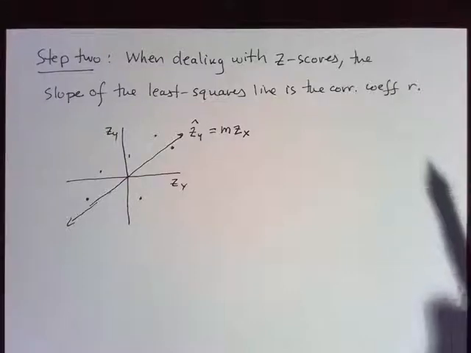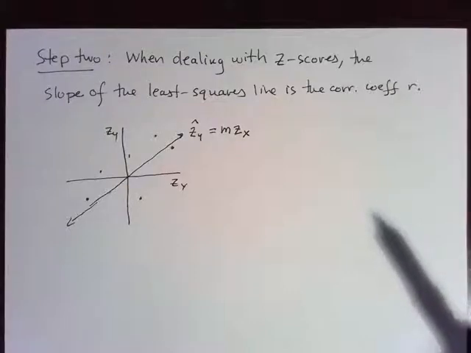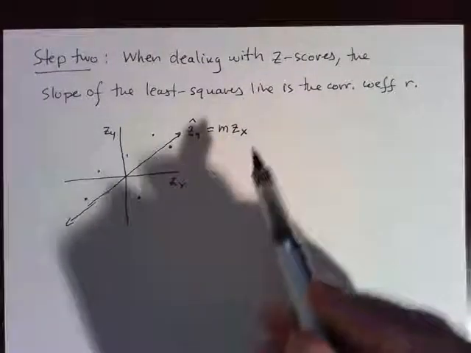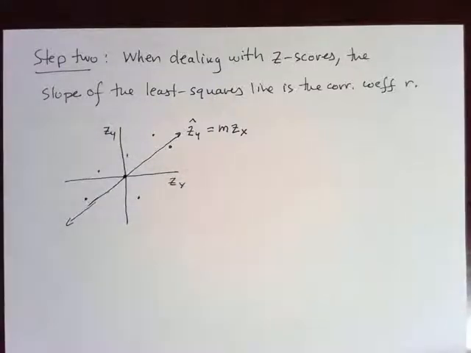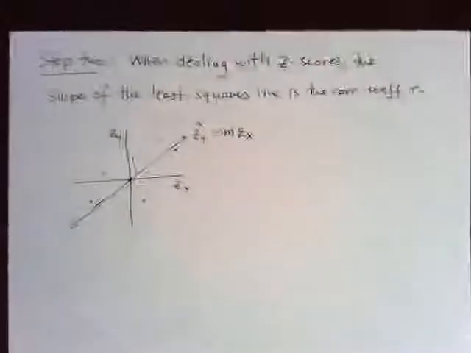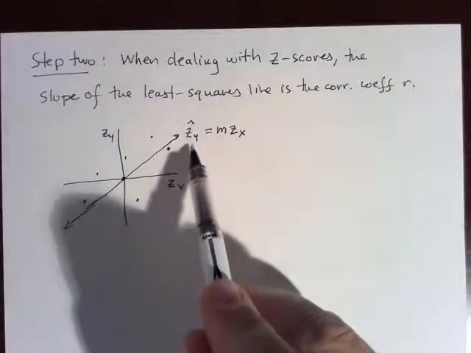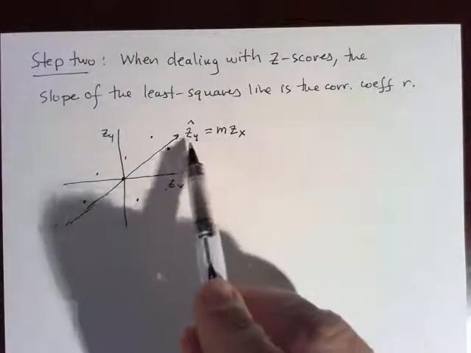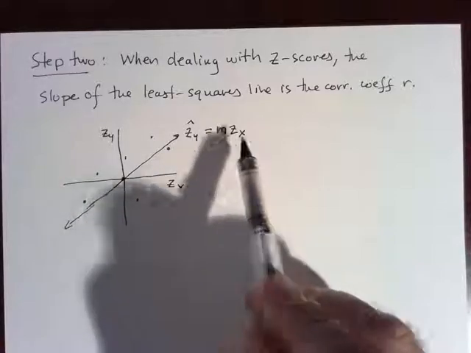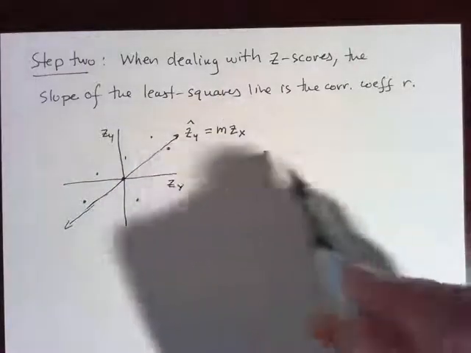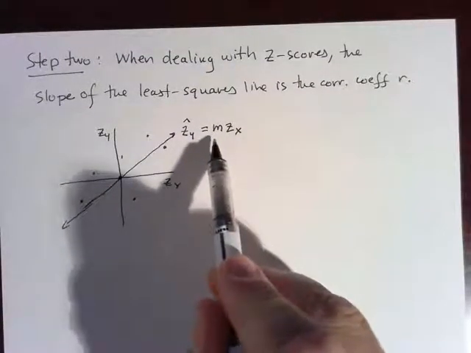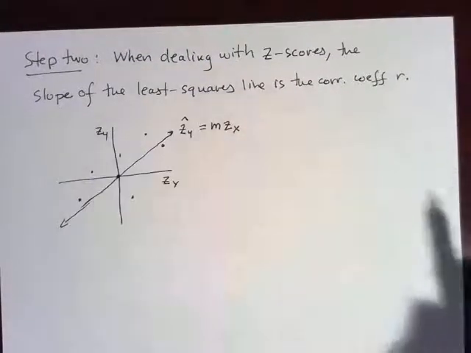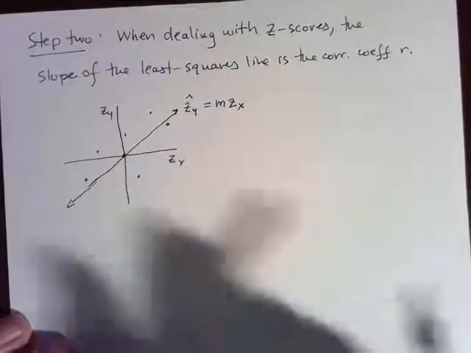When dealing with z-scores, the slope of the least squares line is the correlation coefficient r. So what we've shown in the previous bit is that the least squares line always has to go through where the means are, and for z-scores that's the origin. So now I know my best fit line, my least squares line, has equation zy predicted equals m times zx plus 0, because the y-intercept is going to be 0. Now I need to determine what this value m is, and I'm going to show you that it's always the correlation coefficient. We're going to proceed as before.